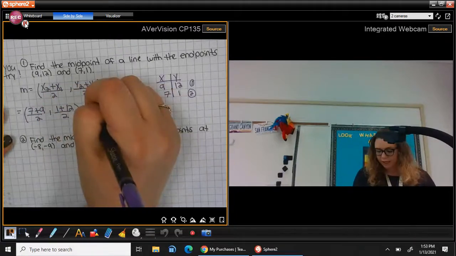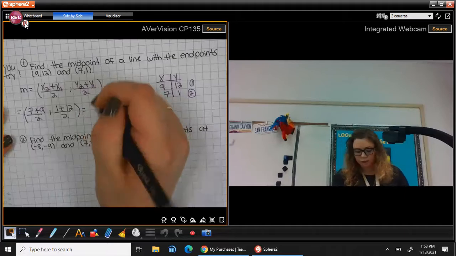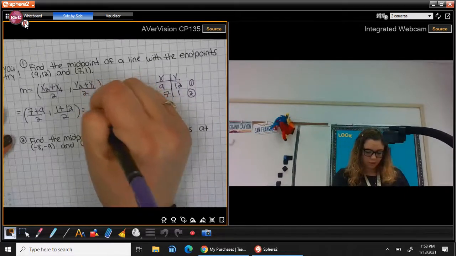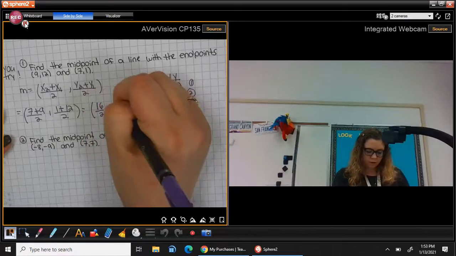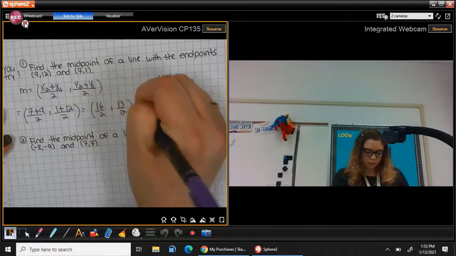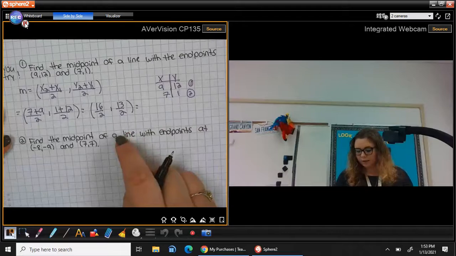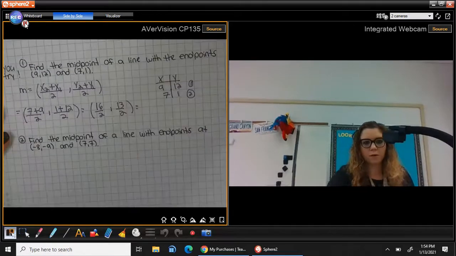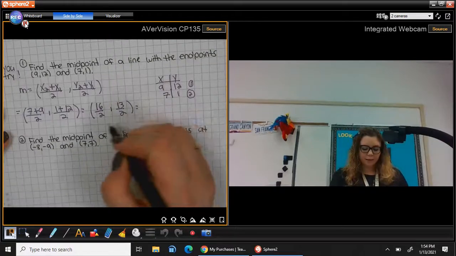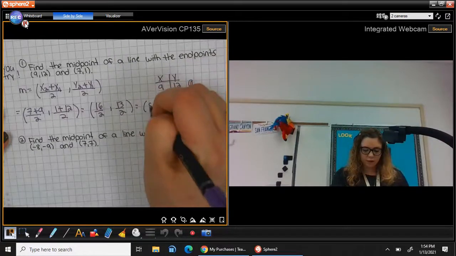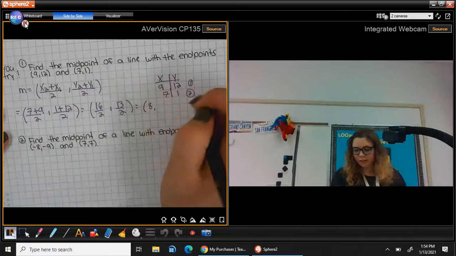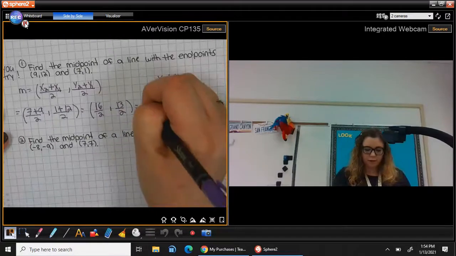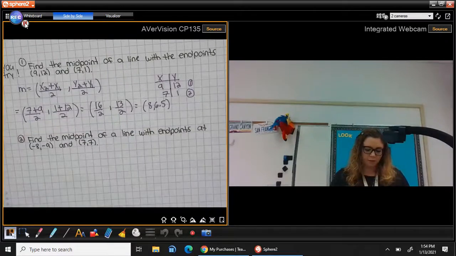7 plus 9 is going to give me what? 16 over 2. 1 plus 12 is 13 over 2. Okay, again, you always need to simplify. Okay, 16 divided by 2 is going to give me 8. 13 divided by 2 is going to give me a decimal, and it will give me 6.5. Okay, and then this is going to be my midpoint.